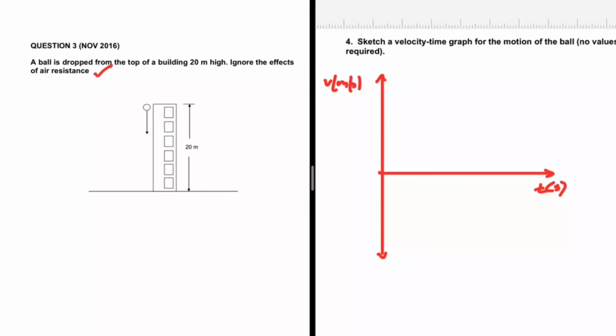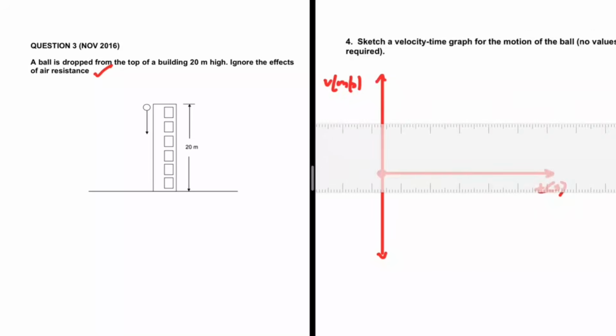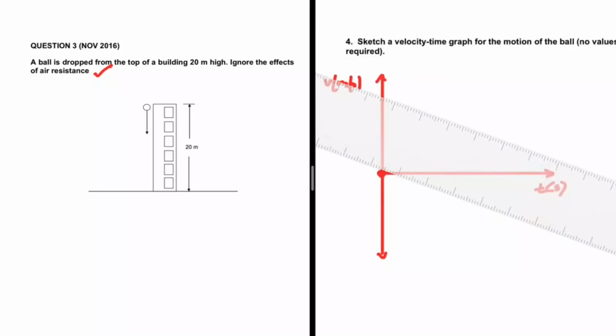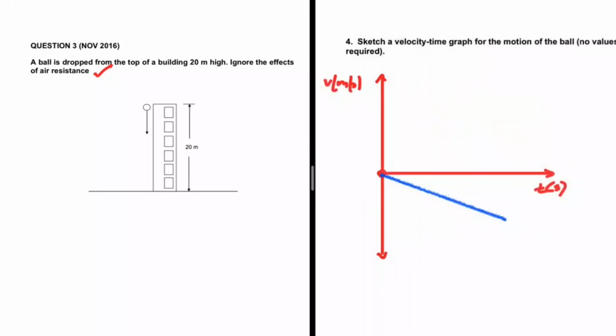The initial velocity of our ball when t is equal to 0 is 0. And then our ball starts going down, right? So its velocity will be negative right after. That is because we are taking up as positive. We're supposed to have something like that, and that is all we need to do for this question. No values are required whatsoever.